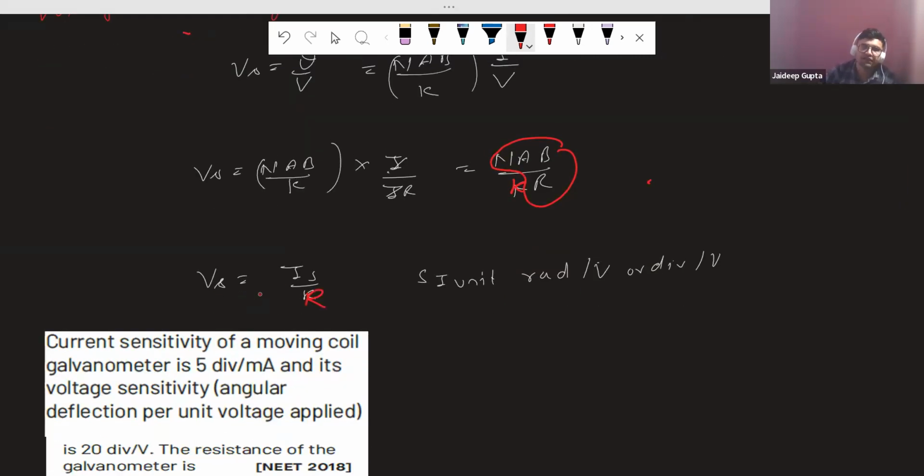So voltage sensitivity equals current sensitivity over R. This formula is very important. These are the formulas. Write the formula for voltage sensitivity, then current sensitivity. And once you write, please let me know. We will proceed.